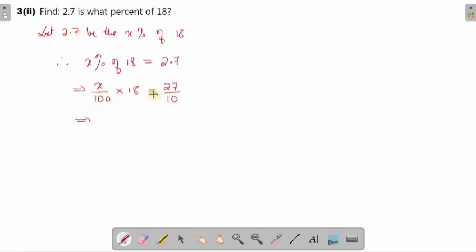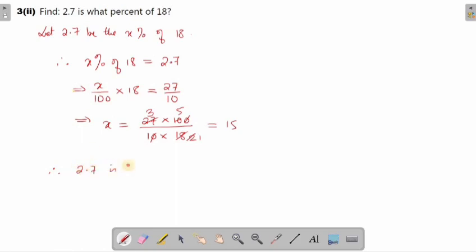Let's shift 100 to the numerator and shift 18 to the denominator. So from here, what you get is x equals 27 times 100, divided by 10 times 18. So we have 0 and 0 getting cancelled, right? Let's cancel with 9. 9 2s are 18, 9 3s are 27. Again, 2 1s are 2, 2 5s are 10. When you simplify this, it turns out to be 15, isn't it? 3 into 5 is 15, right?